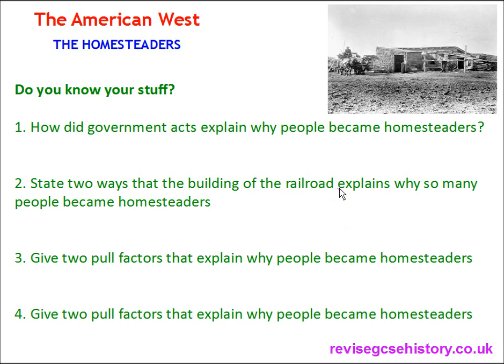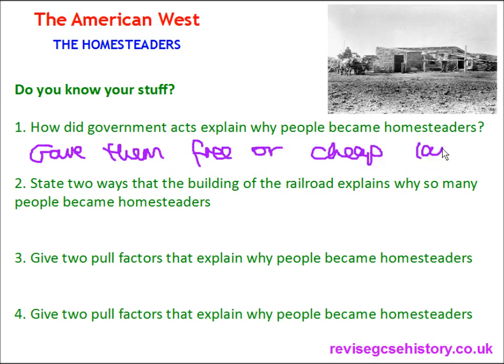Pause the video here if you like, scribble down some answers to these questions. If not, carry on watching if you're not 100% and we'll do the answers together. So question 1, how did government acts explain why people became homesteaders? Gave them free or cheap land. That was attractive to many people.